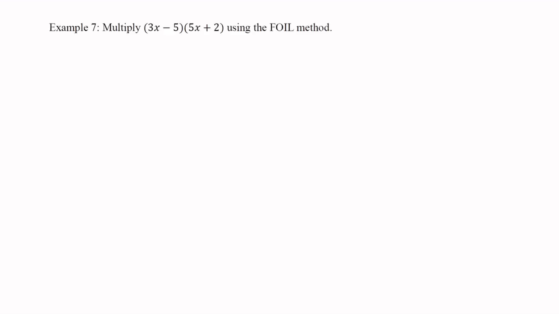So let's multiply these two binomials using the FOIL method. We start with our first terms, 3x times 5x. Then we go to our outer terms, 3x times 2. Then we go to our inner terms, negative 5 times 5x. And finally, our last terms, negative 5 times 2.